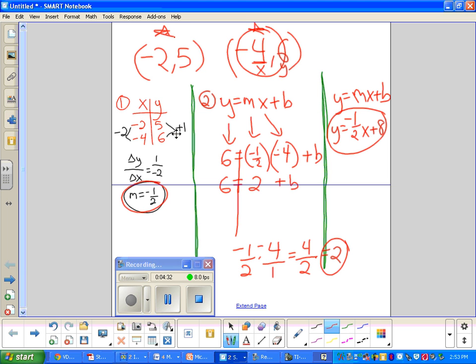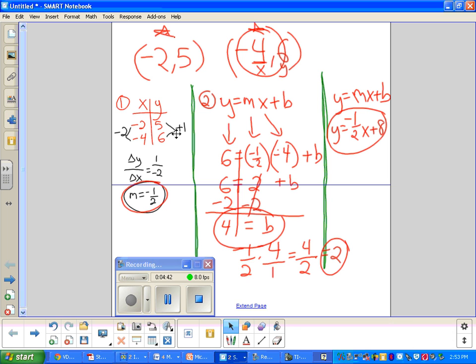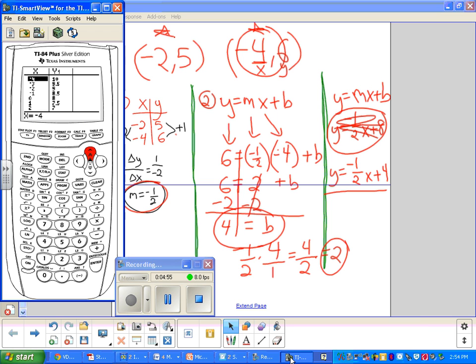Now to get the b by itself, I'll subtract 2. And 2 minus 2 cancels out. And 6 minus 2 is 4. So I think my equation is y equals -1/2 x plus 4. I'm going to check it again and make sure I did it right this time, because it's pretty easy to make a mistake. I'll change my y-intercept to 4 and see if it contains those points.